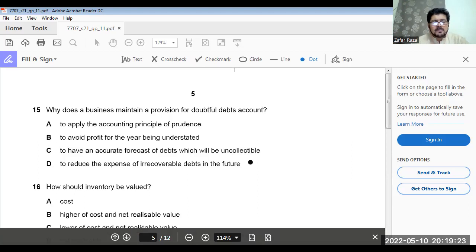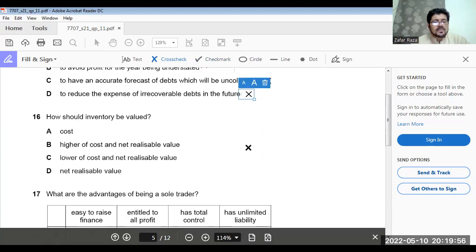Why does a business maintain a provision for doubtful debts? To apply principle of prudence. This is true. To avoid profit for the year being understated. No. So the first option is correct. So this could not be the answers. Okay. To have an accurate forecast of debts which will be uncollectible. No. To reduce the expense or recover in the future. No. Okay.